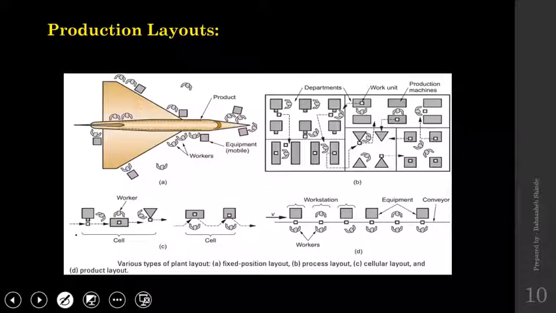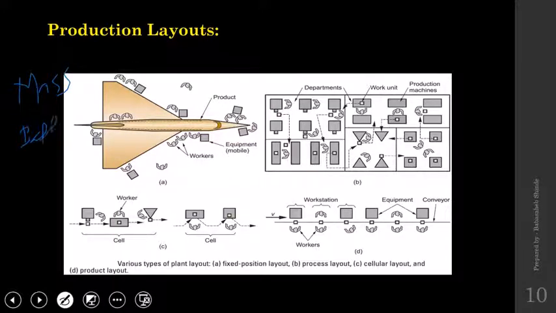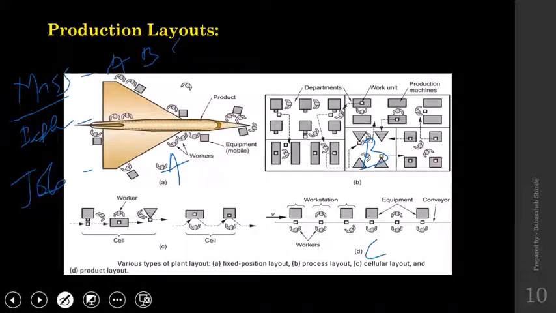Now if I want to compare it with mass production, batch production, and job production, which layout should be used? Suppose this is A, this is B, and this is C. Mass production, batch production, and job production. You need to answer mass A, B, or C. Batch A, B, or C. Job A, B, or C. You can put it in the chat window.